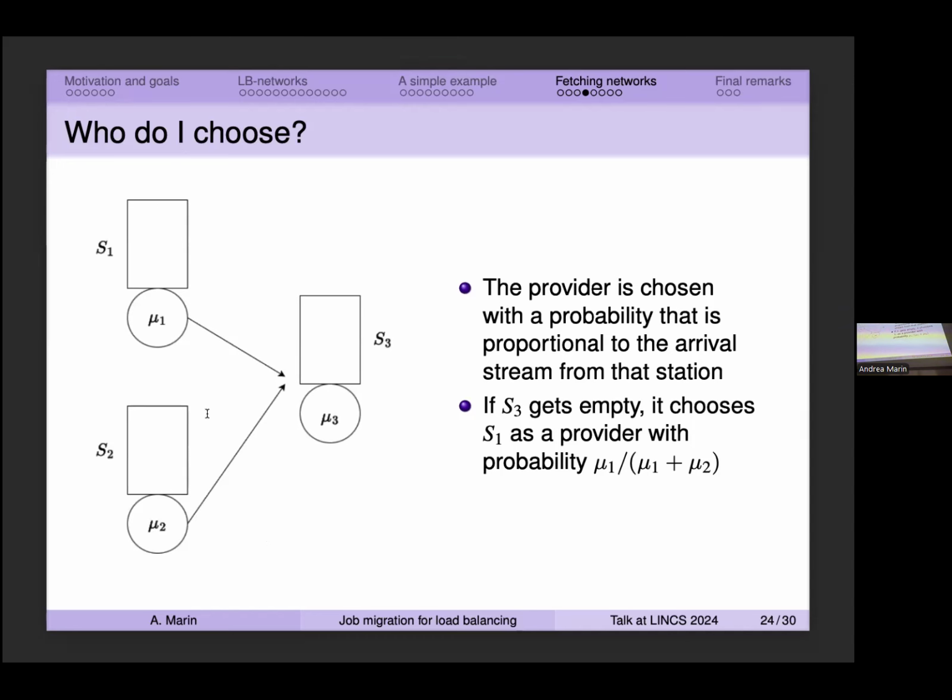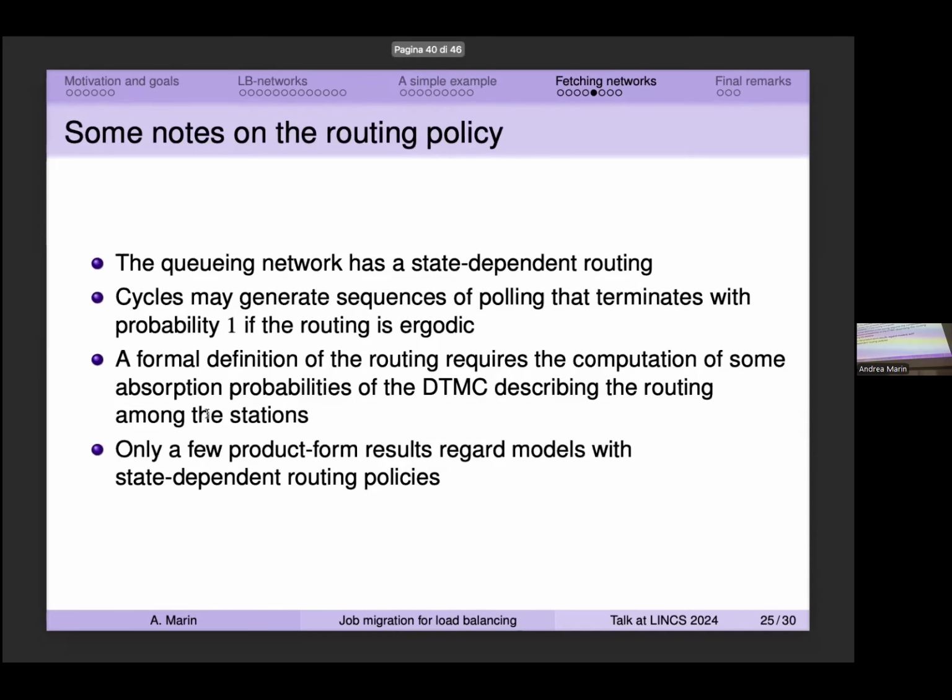This is what we consider a natural choice, but it's also the only choice that we found that leads to product form, so to analytical tractability of the model. You choose the station according to the intensity of the throughput of each station. Remember that the servers are always busy, they're never idle. So here you choose with probability mu1 over mu1 plus mu2 station S1, and with the complementary probability you choose S2. You ask based on the percentage of jobs that arrive from one or the other station. That's the one that brings you to product form.